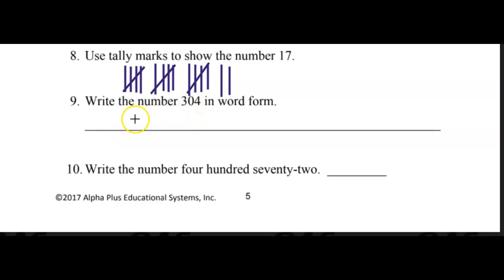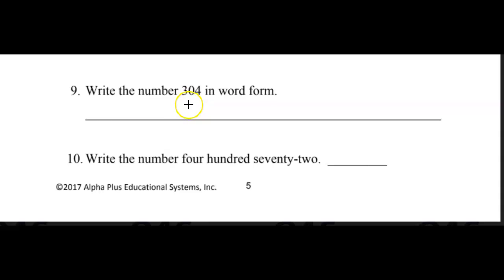Okay, now here's a really big one. The next one, you're going to have to write the number 304 in word form. That one's going to be really hard. See if you can do it. It's okay if you get it wrong. We're just practicing here. So write 304 in word form. Pause the video and see what you get.